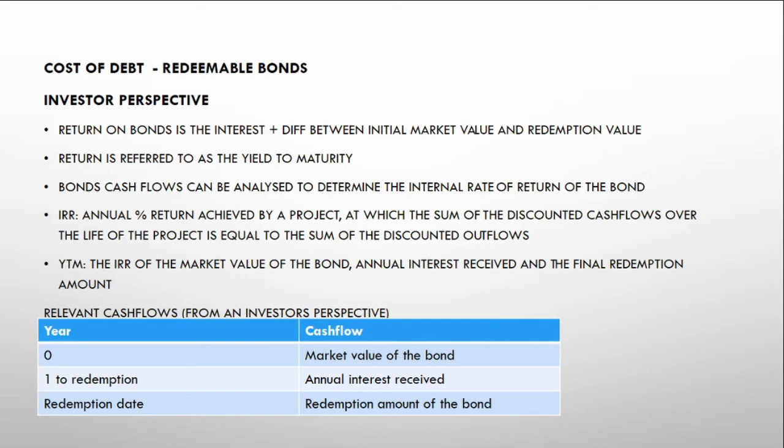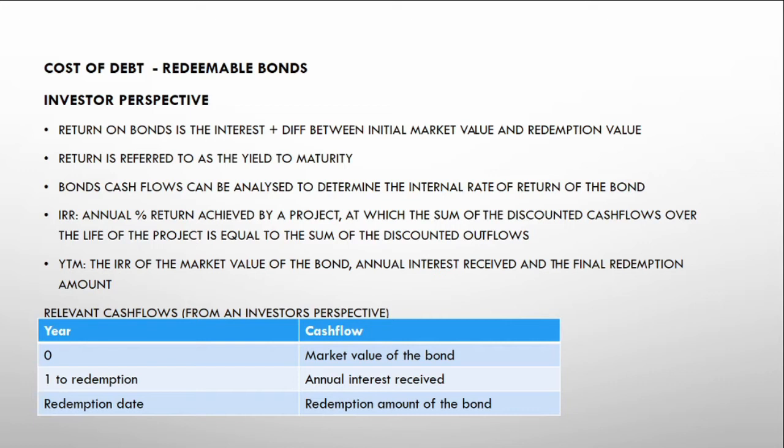So often, the redemption amount could be at a discount or a premium. So it doesn't necessarily mean that the bondholder will get back the same amount that they paid. Often the redemption amount will be at a premium to compensate the bondholder. So the return to the bondholder or investor is referred to as the yield to maturity.